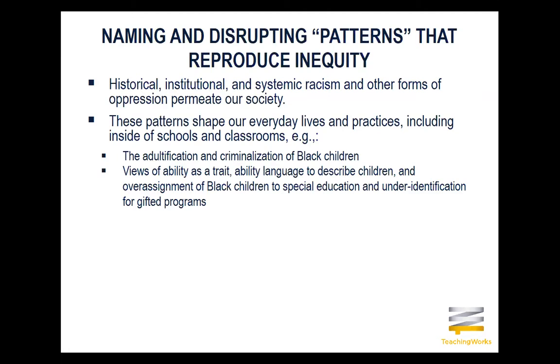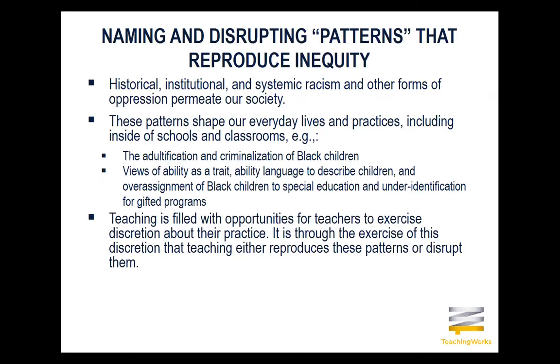So what are some of these things that we're talking about when we look at systemic racism? Well, one is the adultification and criminalization of Black children. And today I'm going to talk a lot about Black children and what statistics say about them in the classroom. And then we're going to look at views of ability as a trait, ability language to describe children, and the overassignment of Black children to special education and under-identification for gifted programs. So right there, we see inequity in action, and that's what we have going on in some of our classrooms.